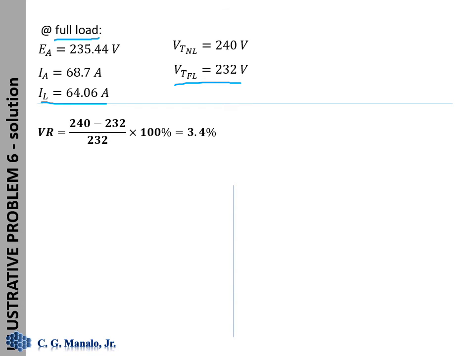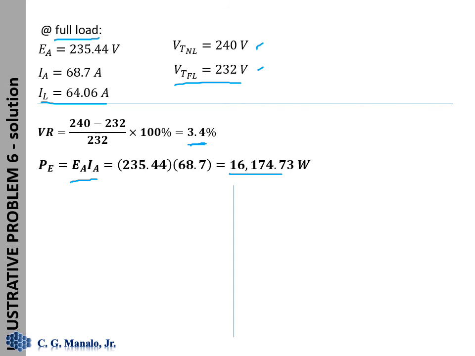Okay, so for the voltage regulation, it is simply a direct substitution of the values for no load and full load terminal voltages, and that should give us this voltage regulation of 3.4%. This value of voltage regulation is in the range of acceptable voltage regulations. We can also compute for the electromagnetic power, and it is simply the product of EA and IA. That gives us around 16 kilowatts.